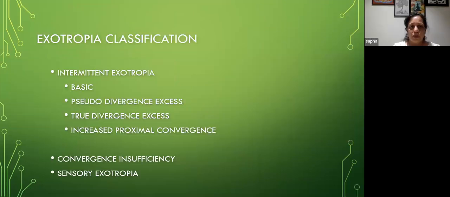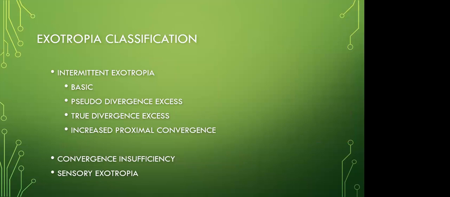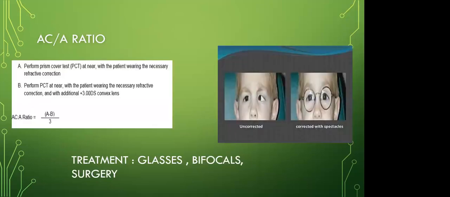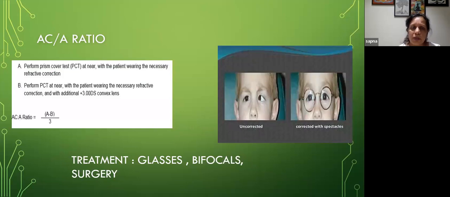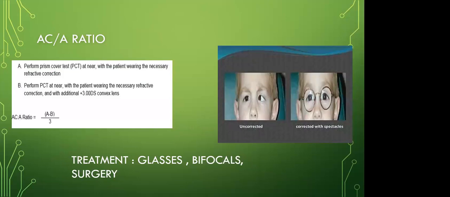So now we are going to exotropia. Let me just interrupt you a bit. What is the role of the AC/A ratio here? Okay. So we give bifocals if there's a high AC/A ratio. That is the indication of giving bifocals.